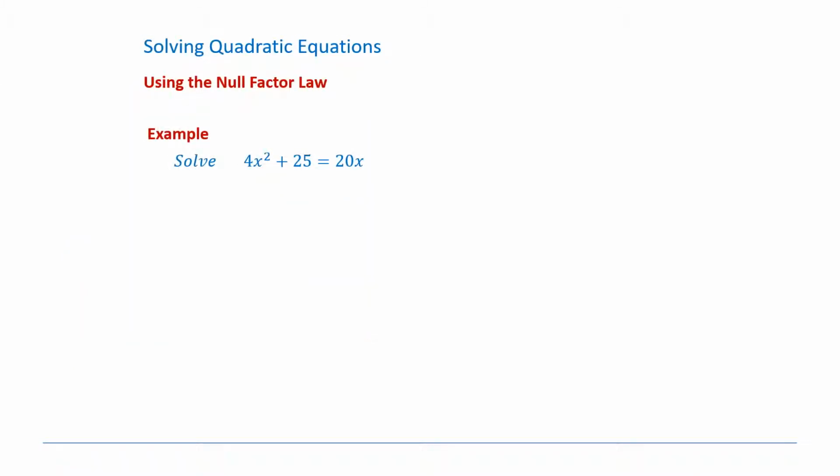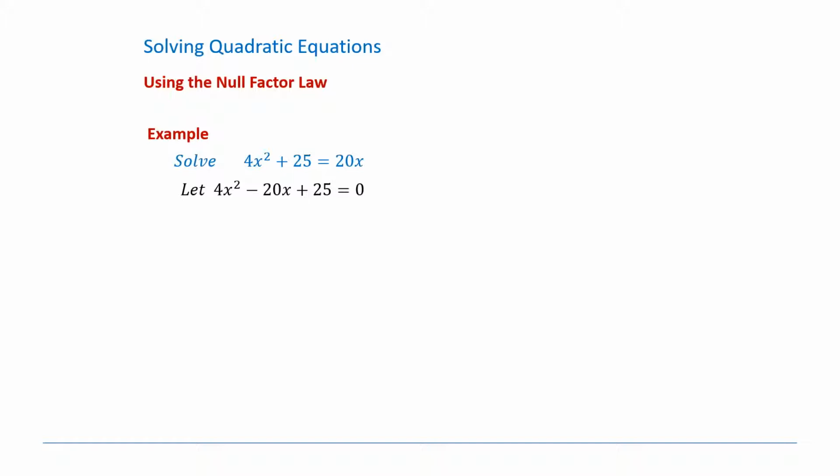I'm going to solve x squared plus 25 equal to 20x. Firstly, we need to rearrange this equation to make it the standard form of the quadratic equation. So I'm going to have 4x squared minus 20x plus 25 equal to 0. Let's try to factorize. Is there any common factor? There's nothing in common, so there's no common factor.